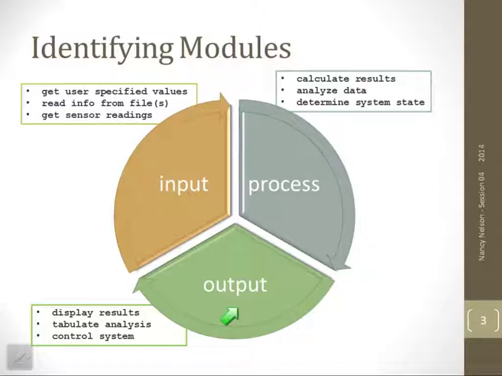The last type of function that we'll see in a program is an output function. Here we might be displaying results, we might be tabulating the results of our analysis, or we might physically be controlling a system. It doesn't matter what type of system, you're generally going to have each of these three types of modules.